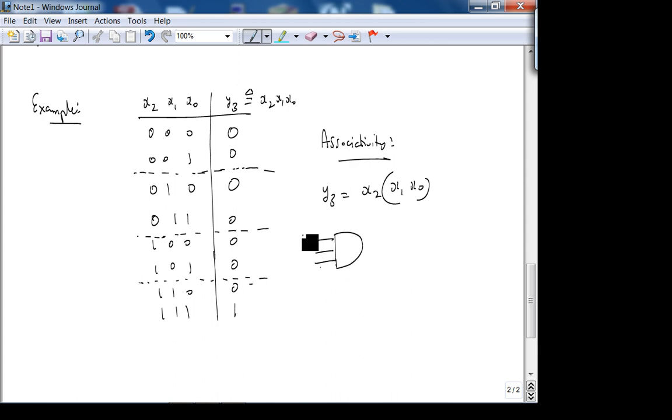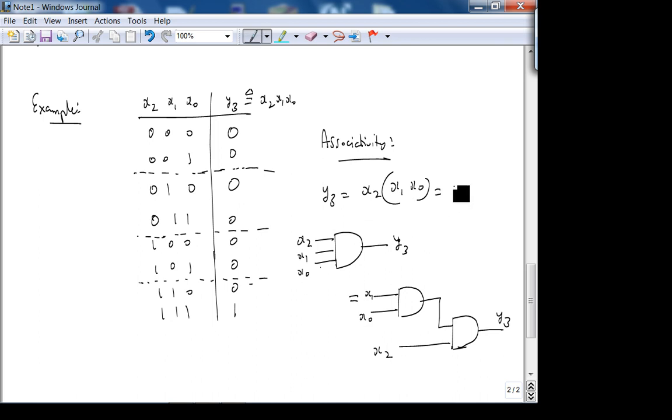Again, visually, eventually I'll stop writing the visual schematic stuff because, as you will see, it involves a lot of writing. You're basically saying that this is equal to taking x1, x0, ANDing that, and then ANDing the result with x2. So in other words, this is equal to x2, x1, and x0, okay? It doesn't matter in which order I do it. Is that clear? So it's associativity.